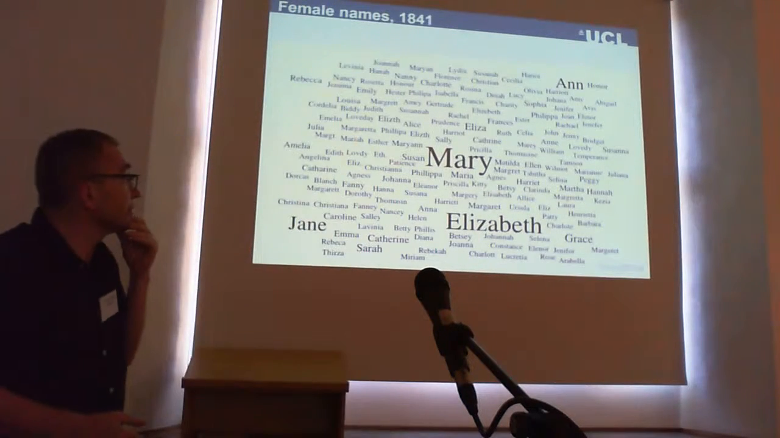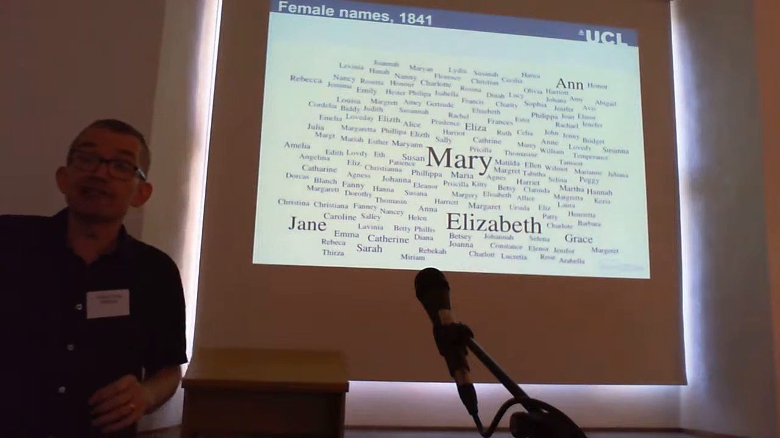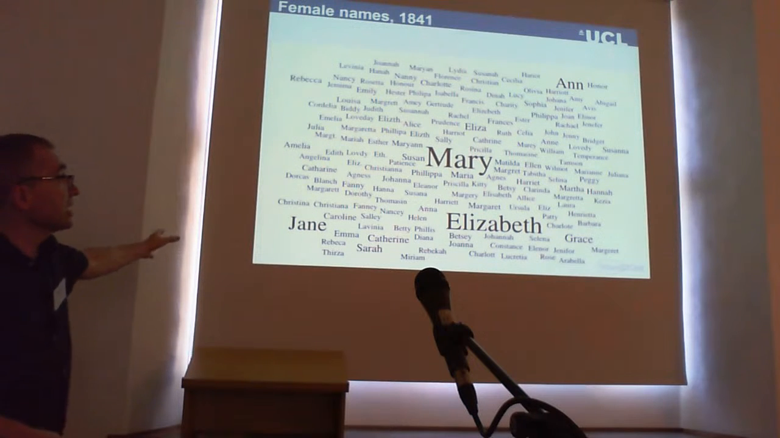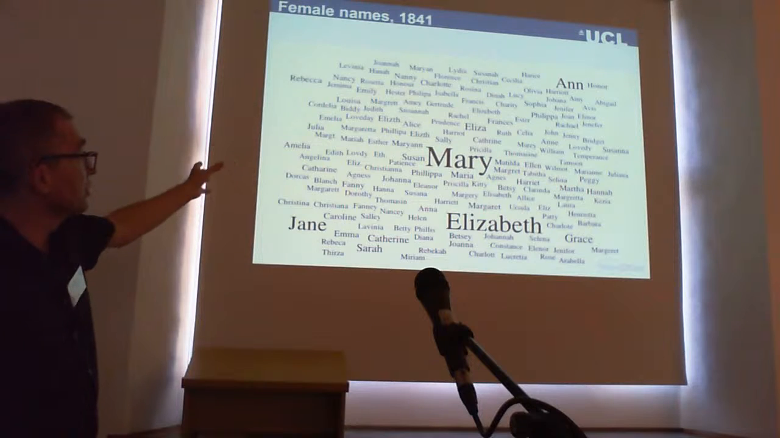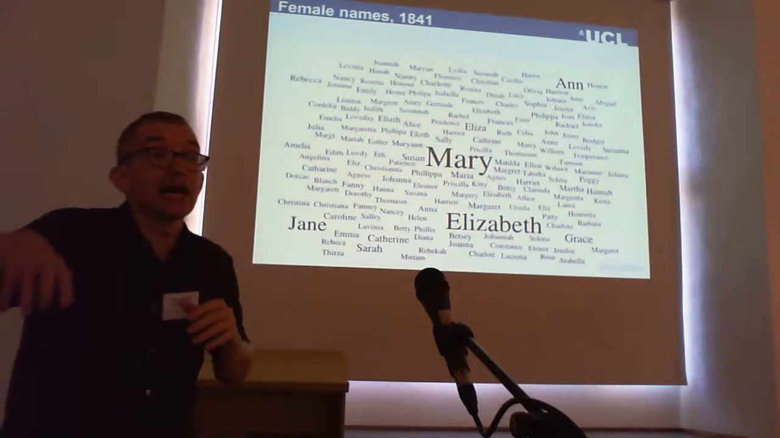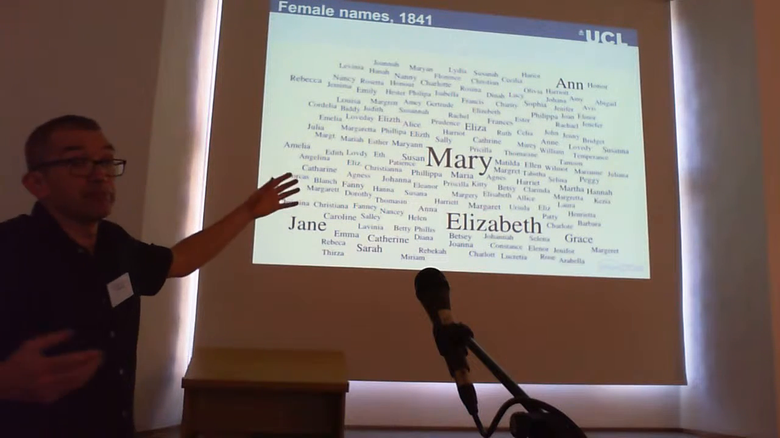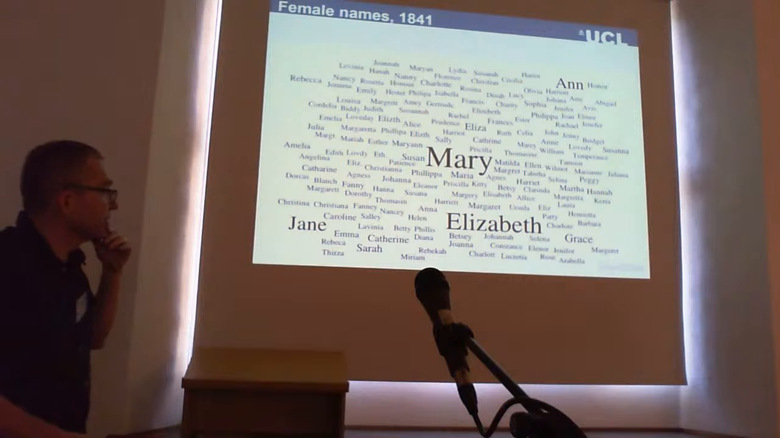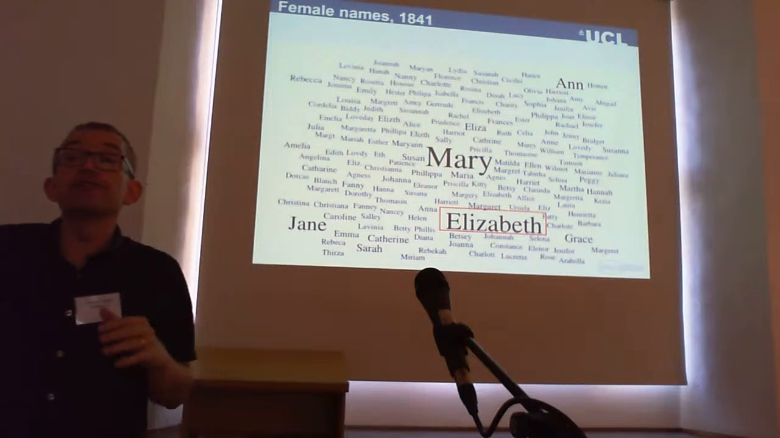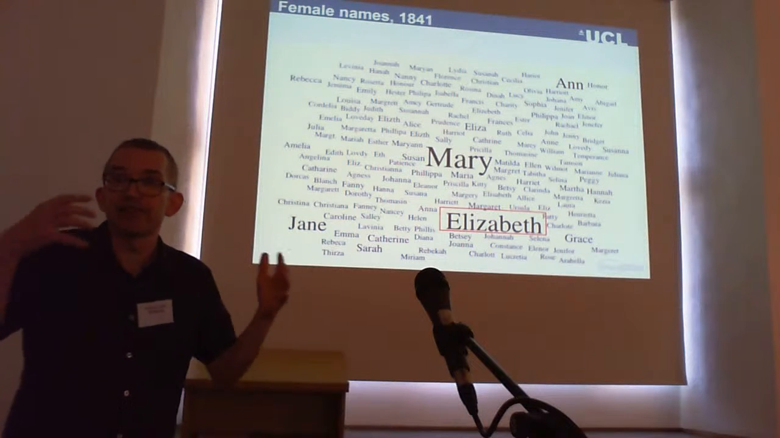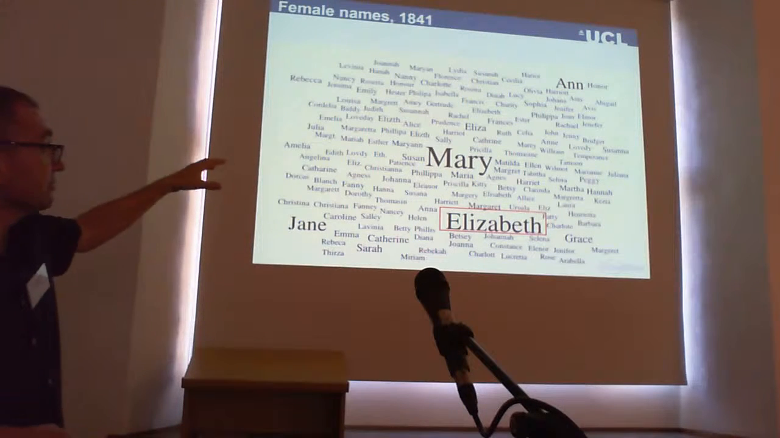Other interesting things we can do, and again, it's not particularly surprising, is to look at the distribution of names. So this is a word cloud of women's and girls' first names as recorded in the 1841 census. So the most common name was Mary, and second most common, Elizabeth, and so on. And that in itself isn't a surprise. The point of doing this sort of thing, in a way, is to test that the data's doing what you expect it to do. But it highlights some of the issues.